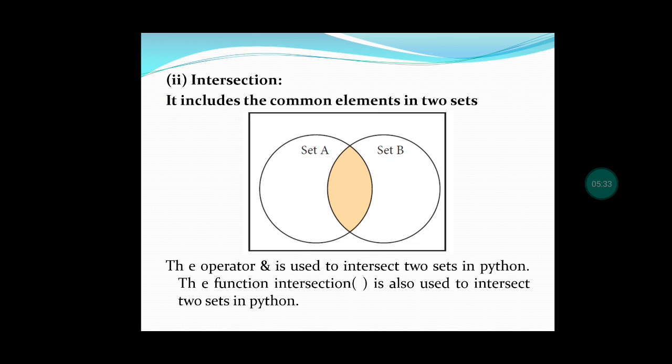Next we are going to see about intersection. This also you have studied in the 10th standard. Intersection means it includes the common elements in two sets. The elements which are common to the first set and the second set are taken as common elements, and that is called intersection. This intersection uses the AND operator. To intersect two sets, we use this intersection operator. Otherwise you can use the intersection function also to intersect the two sets.